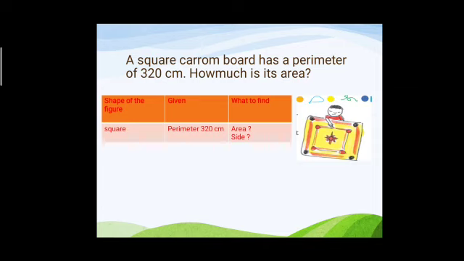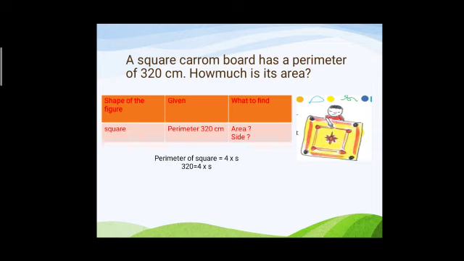But students, there is no direct formula of finding area from perimeter. We have not taught you that now. So we will first find out the side of the square, and then with the help of the side we will find out the area. Let's see how. Perimeter of a square is equal to 4 into side.